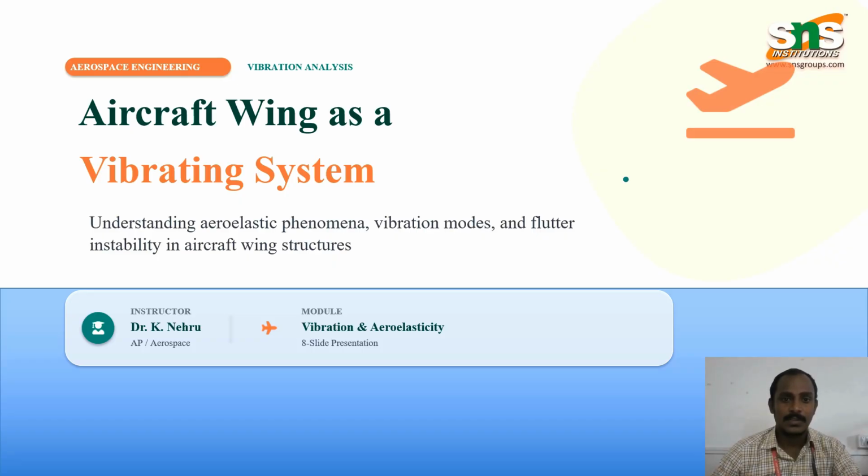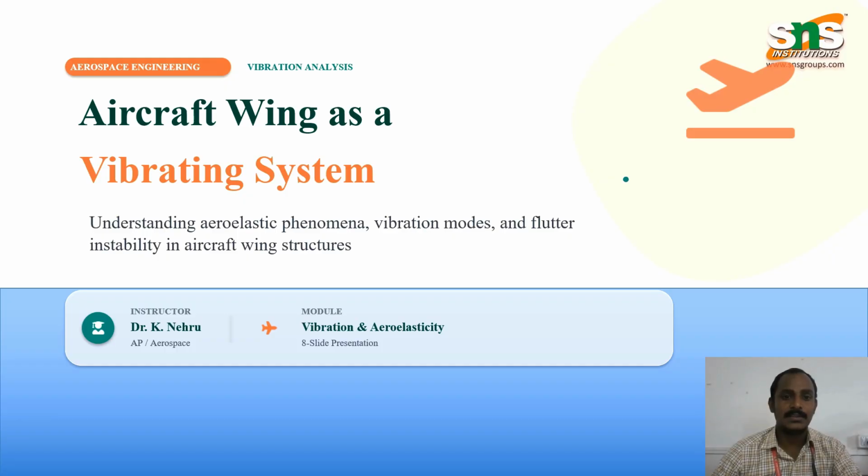I am Dr. K. Nehru and today's topic is the aircraft wing as a vibrating system, which means that we are understanding the aerospace phenomena, vibration modes and flutter instability in aircraft wing structures. Aircraft wings are not perfectly rigid structures. They bend, twist and vibrate under aerodynamic load. Understanding this vibration is essential to ensure safety, performance and structural integrity.